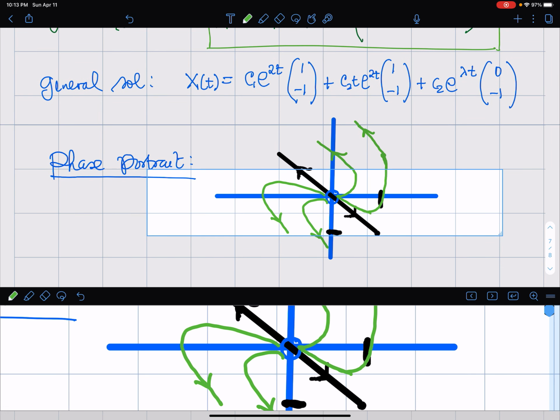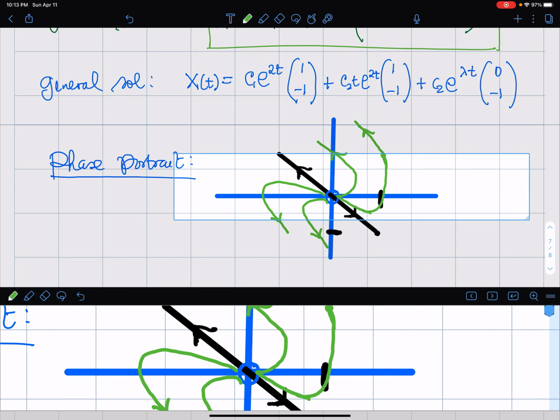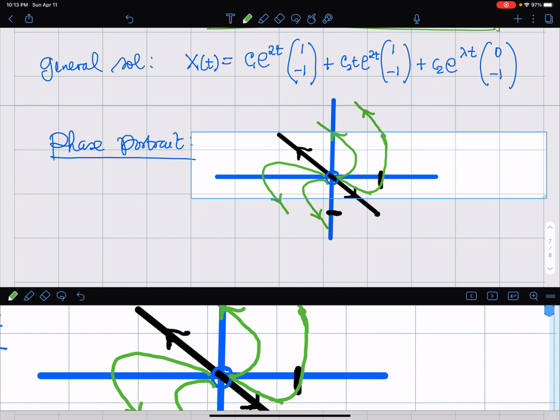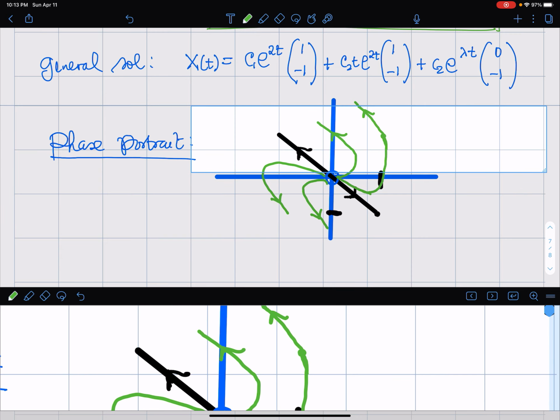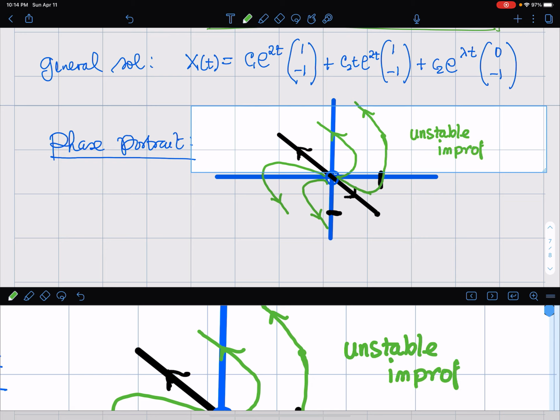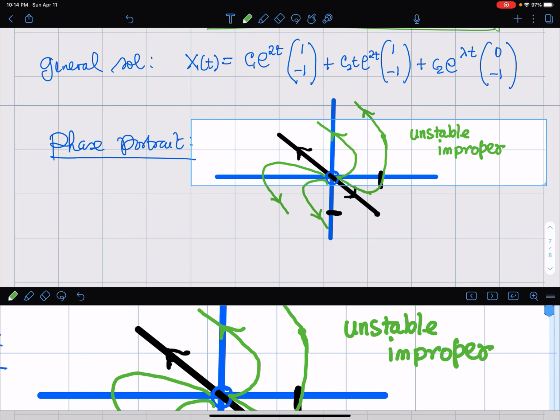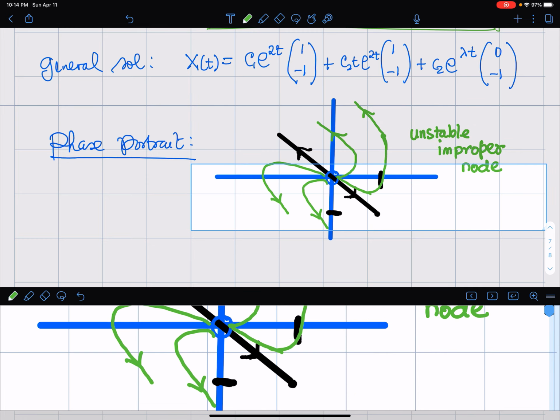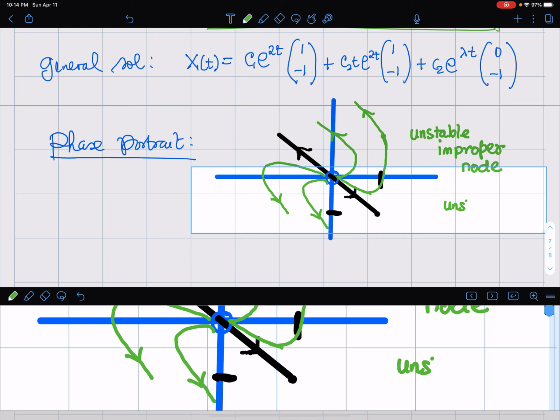All right. So for this kind of fixed point, this kind of phase portrait, the eigenvalue is positive, so trajectories are moving away from the fixed point. This is called an unstable improper node. It's also called an unstable degenerate node.